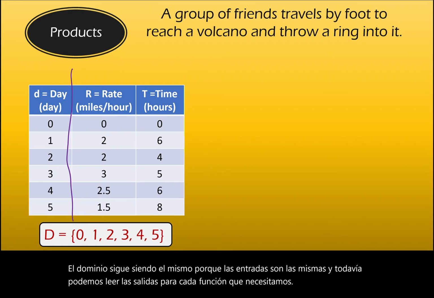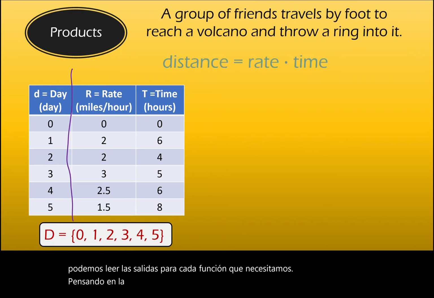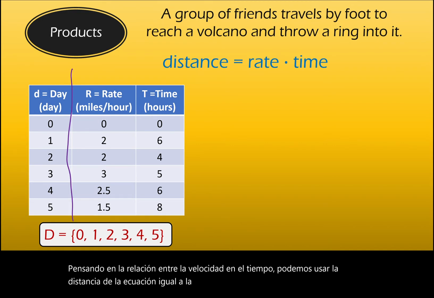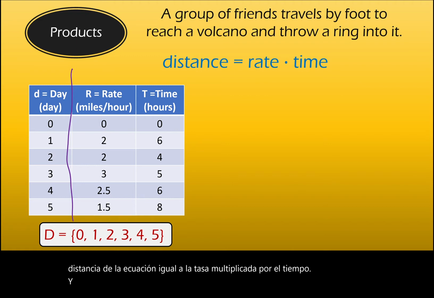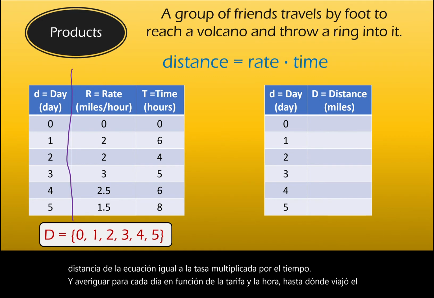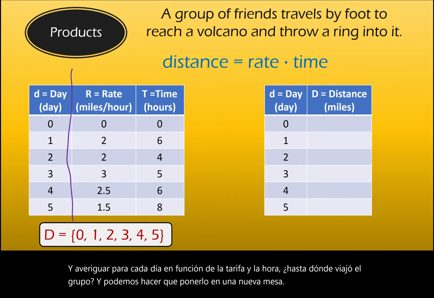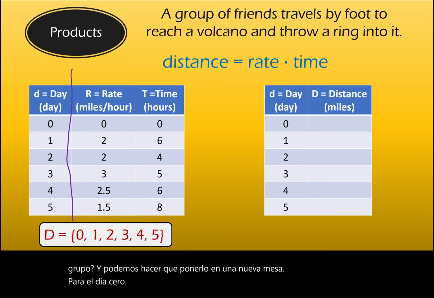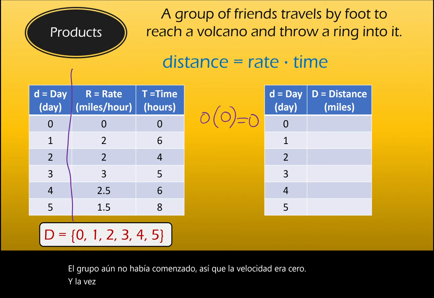Thinking about the relationship between rate and time, we can use the equation distance equals rate multiplied by time and figure out for each day, based on the rate and the time, how far did the group travel. And we can put that into a new table. For day 0, the group hadn't started yet, so their speed was 0. And the time they traveled was 0, so they traveled a total distance of 0 before the trip started.